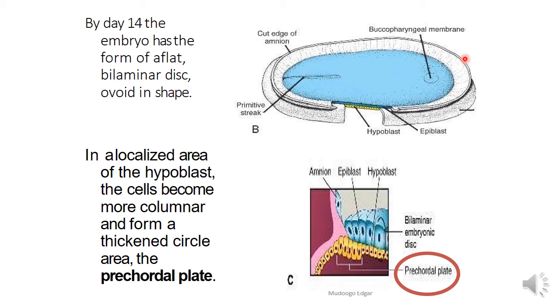This figure represents the flat ovoid-shaped bilaminar germ disc. You can see the upper layer is the epiblast, and the lower layer is the hypoblast. In a localized area of this hypoblast, the cells will change into a columnar shape, forming a structure named the prechordal plate. We'll talk about it later.